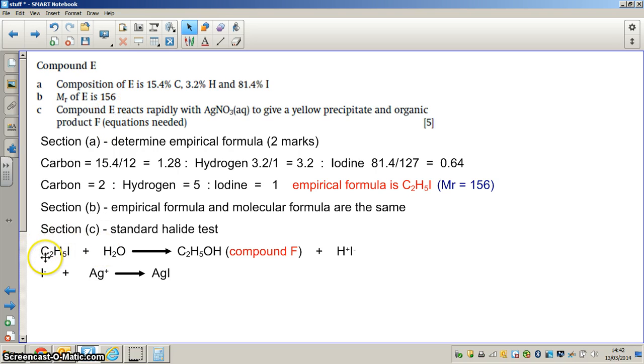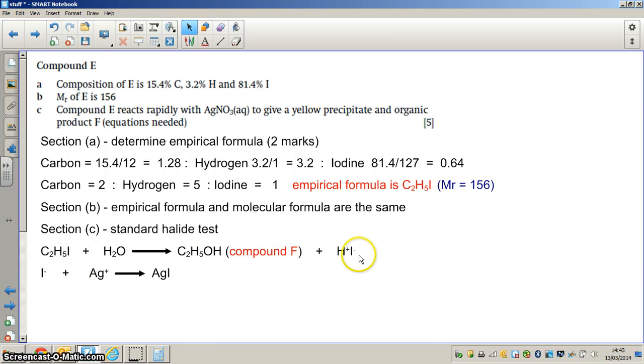And the first way is that the organic iodide is effectively reacting with some of the water molecules to form, in this case, ethanol, which is compound F, which we'll come to in just a short while. But the other product of this is hydrogen iodide, and this hydrogen iodide is actually a set of hydrogen ions and iodide ions in solution, and the iodide ions then react with the silver ions to give us a precipitate which is silver iodide, and that is the yellow precipitate referred to in section C of the information given.